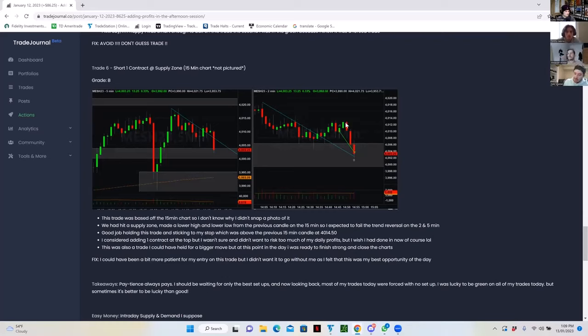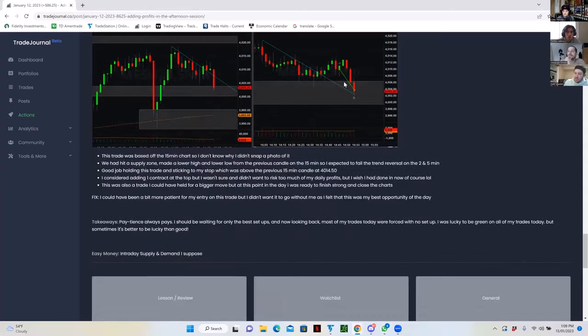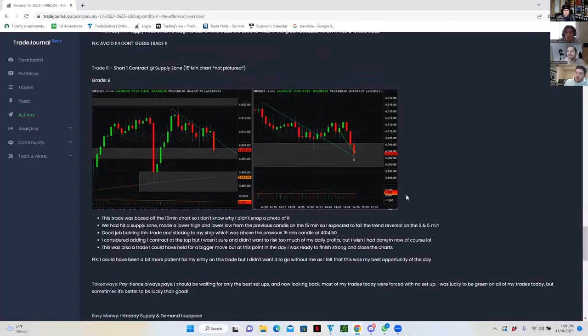Considered adding here. Probably should have in hindsight, but I didn't want to risk my daily profit. I was up like $50 on the day. I didn't want to risk it all. Basically, if I took a second contract here, I probably would have given back most of that profit there. And then I considered adding at the break of this low as well. And this trade did move lower. So my entry was like here. I could have put my stop at this point as break even, basically, and let this work a little bit. But really, this was the only trade that made sense for the day. And I should be waiting for those opportunities.